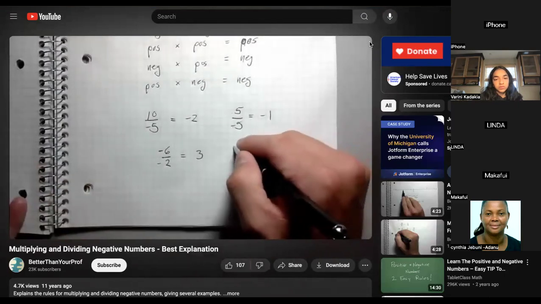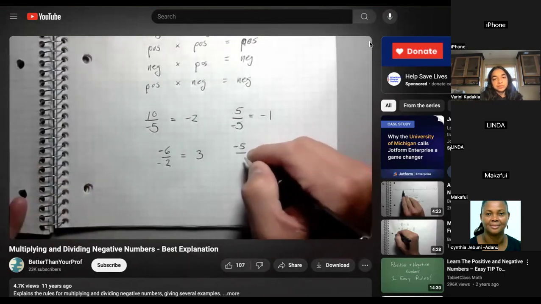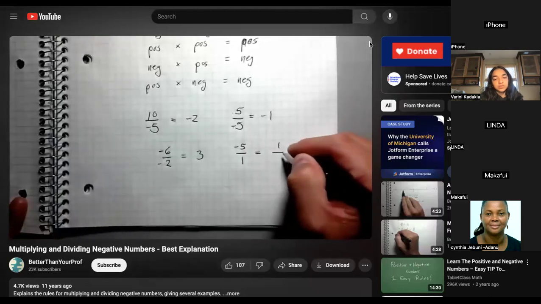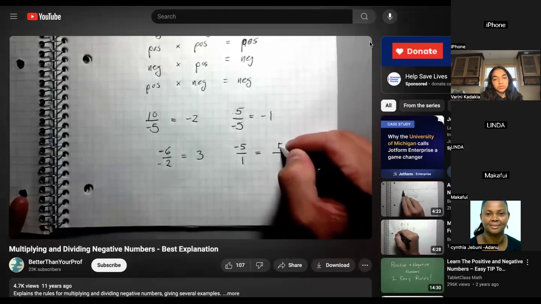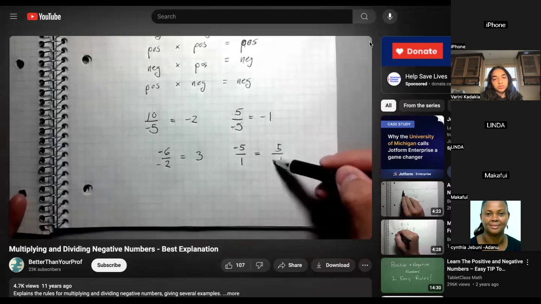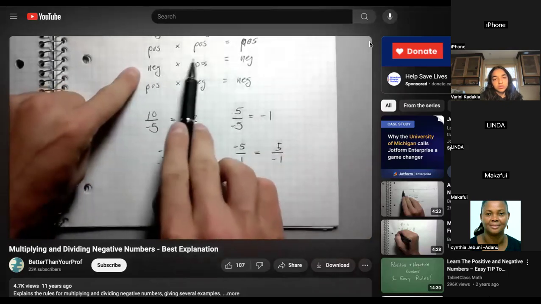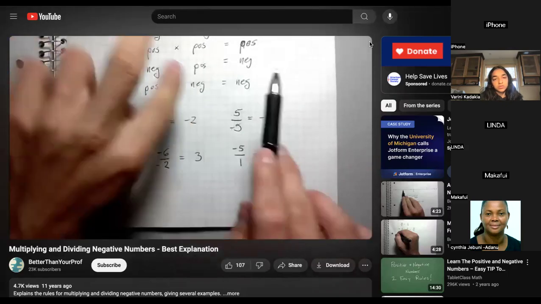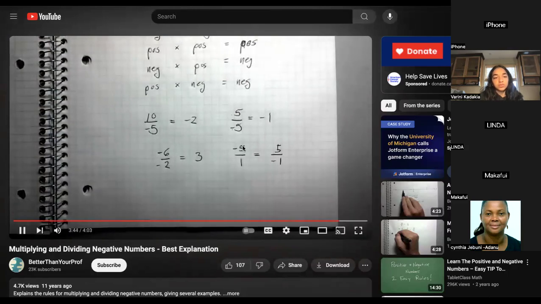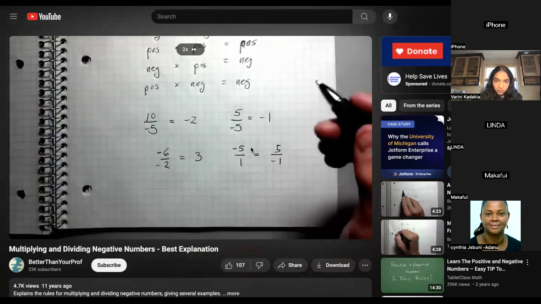And you can play around all day. It doesn't matter whether I go negative 5 over 1, because that's the same exact thing as 5 over negative 1. See how it doesn't matter whether the negative is on the top or the bottom? That's because negative and positive is the same as positive and negative. It doesn't matter the order. It's just whether it's different or whether it's the same. So I hope that was just a really quick introduction, but it's really all there is to it.